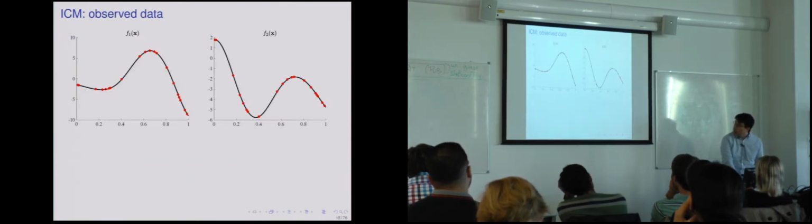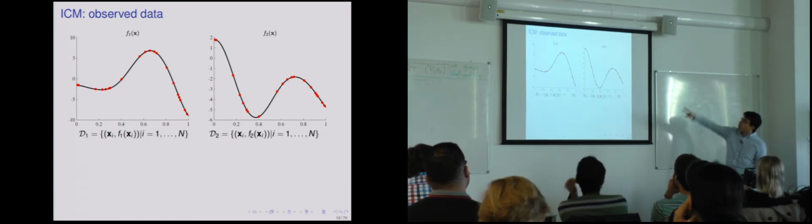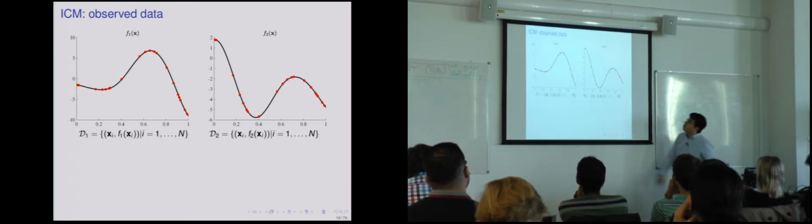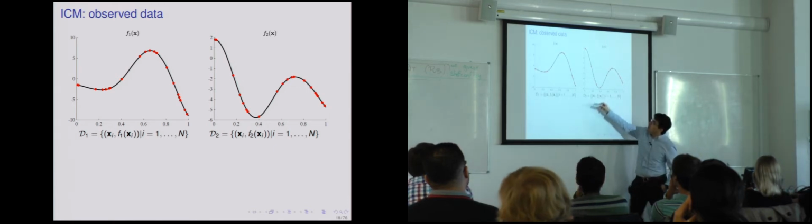Good. So what happens when we have observed data? Imagine that these are two outputs, and then in particular input points.